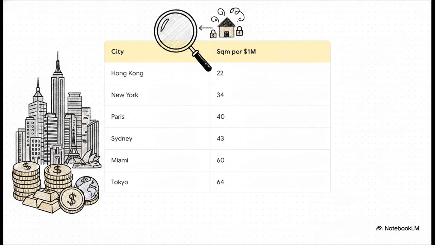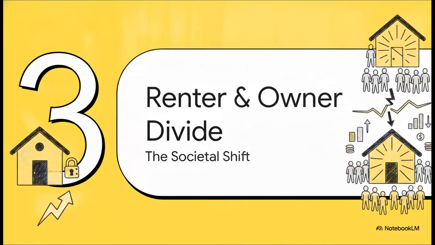Real estate in these zones, it's no longer just shelter. It is a highly concentrated financial asset class used for parking global wealth. Which brings us to Section 3, the renter and owner divide, the societal shift.